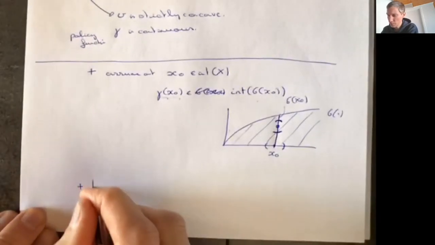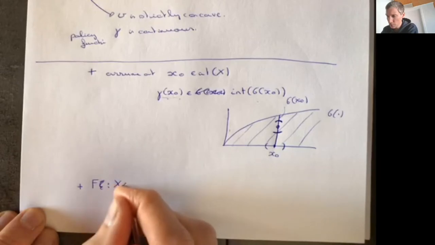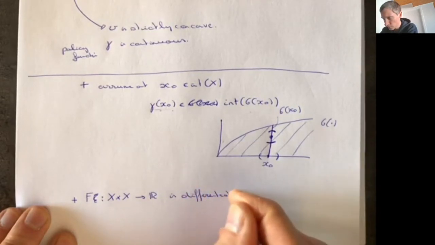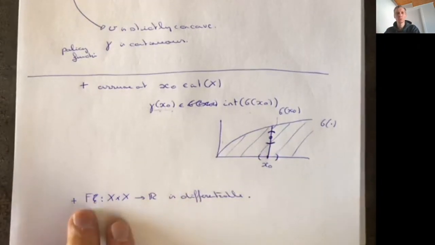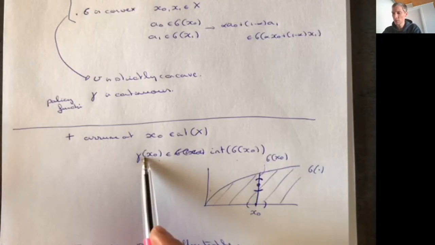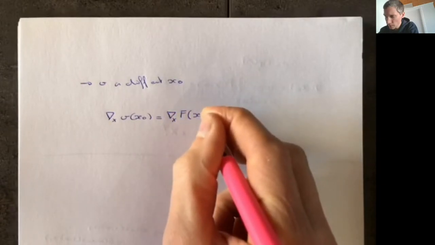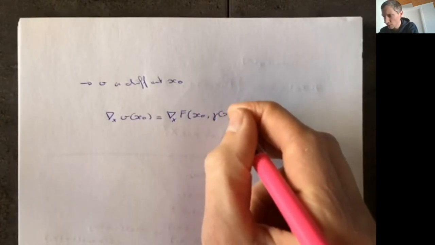And then I'm also going to assume that f, which goes from X times X to R, an instantaneous objective function, is differentiable. Okay, so these are two additional assumptions that I'm going to make: interiorness of the policy function, and differentiability of f. And then the theorem says the following. Well, if all these conditions are satisfied, then V is differentiable at x0. And the derivative of V at x0 is equal to the derivative of F at x0 when the state tomorrow is gamma of x0.